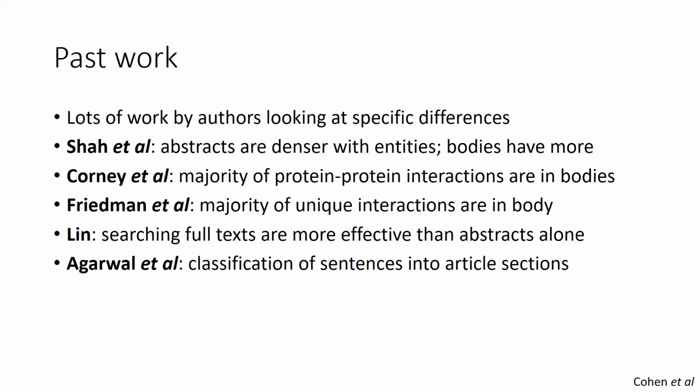Now, if we look at Corney's work, as well as Friedman's, they found that the majority of protein-protein interactions are actually within bodies and not mentioned within the abstract. And Lin found that the full texts can be searched for, but Agarwal tried to classify the sentences into article sections to find those significant pieces. So there's a lot of work that looks into very specific things, but the paper by Cohn tries to characterize the differences in more broad approaches.